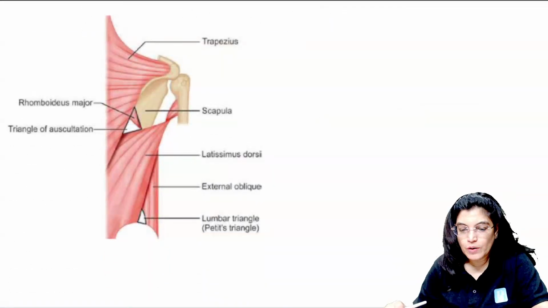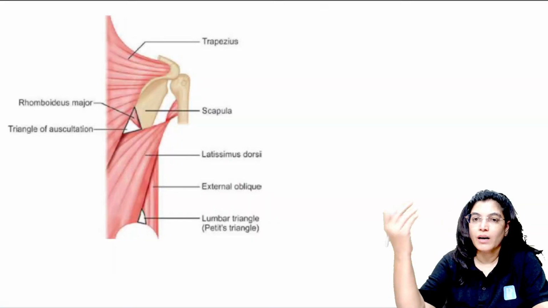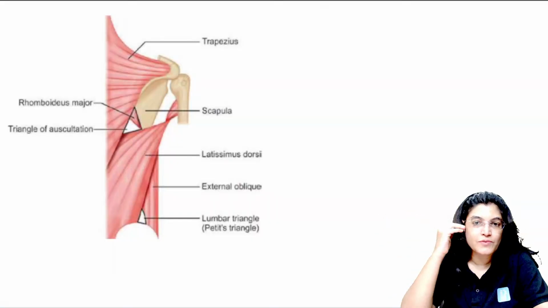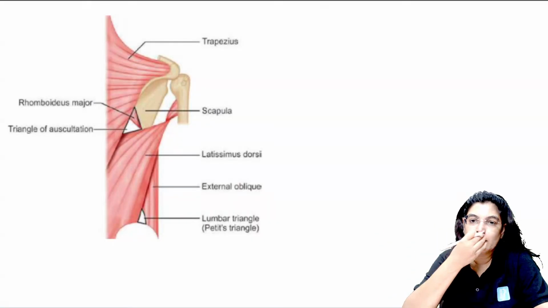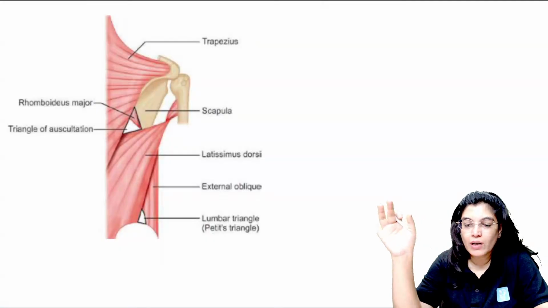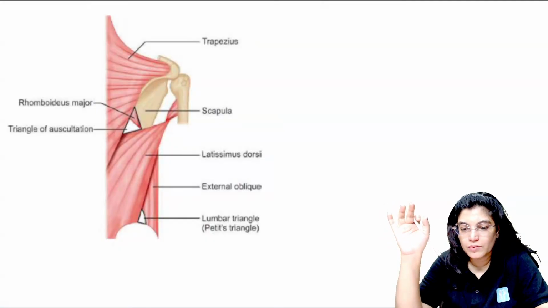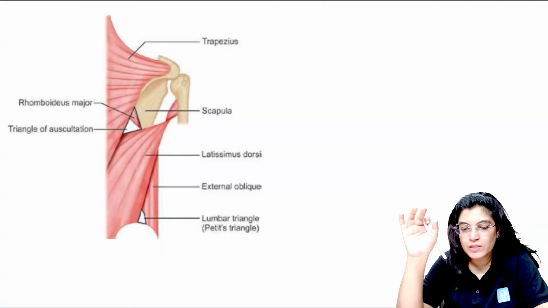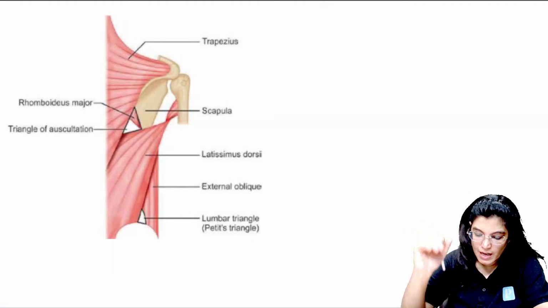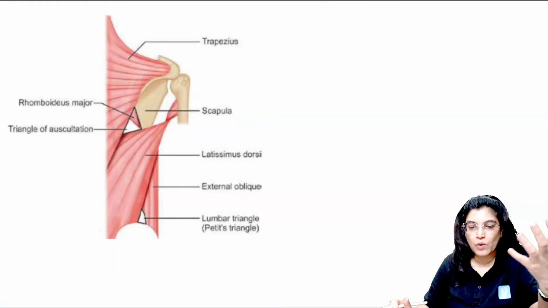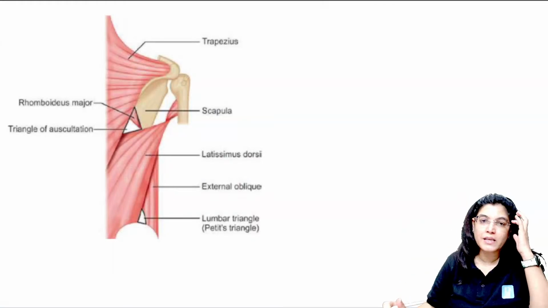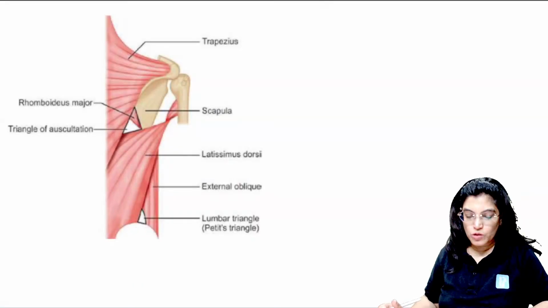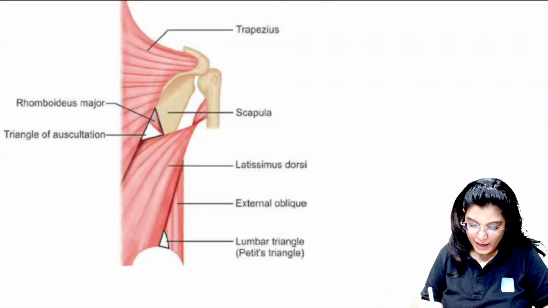Now, before moving on to another set of muscles which I want to describe, that is the rotator cuff muscles, I would also like to firstly tell you about an important anatomical region which is called the triangle of auscultation. This is a posterior view. In this diagram we can appreciate two triangular spaces. The most important one which I want to describe is the triangle of auscultation.